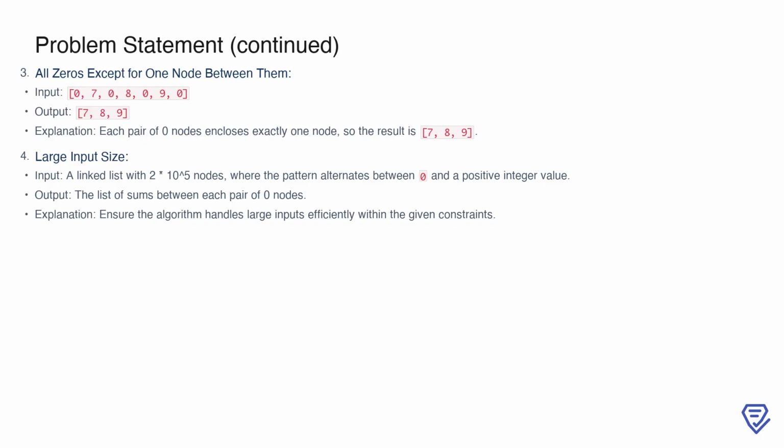Finally, with large input sizes, where the list alternates between 0 and a positive integer up to the limit of 200,000 nodes, the algorithm must efficiently handle these large datasets within the specified constraints. This ensures the solution remains performant even for the upper bounds of the input size.